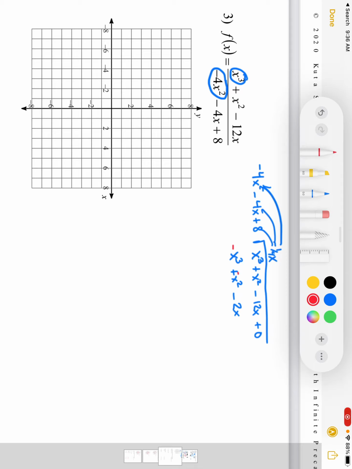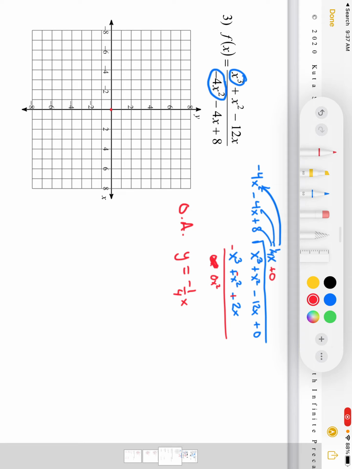But of course, because it's division, we do the opposites. So we end up with 0x cubed. 0x squared is the more important one. So -4x squared goes into 0x squared 0 times. And so for an oblique asymptote, you always have a value times x plus a y-intercept. So in this case, our oblique asymptote, or OA, is y equals -1/4 x.